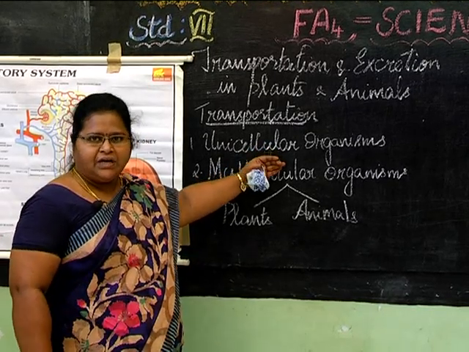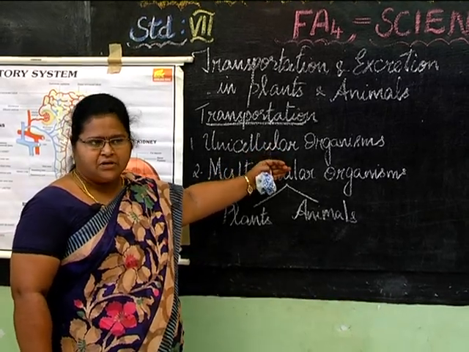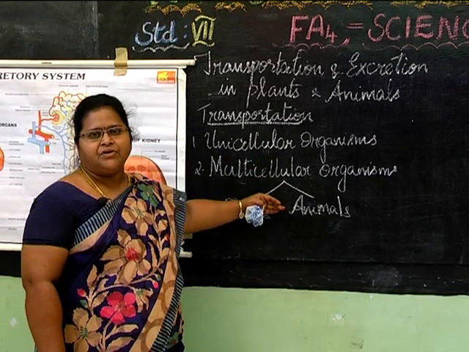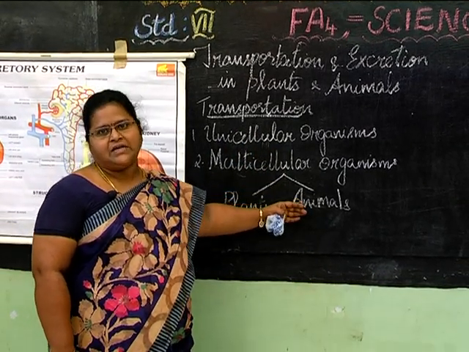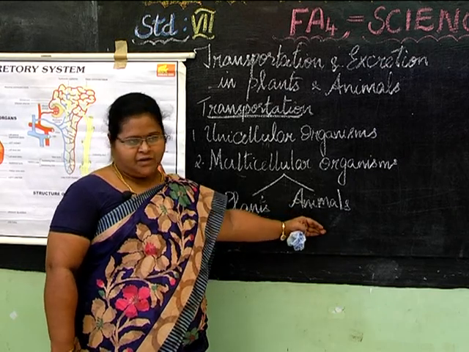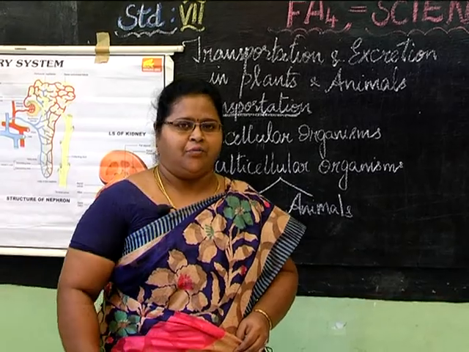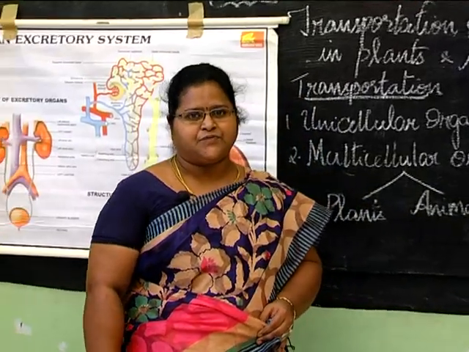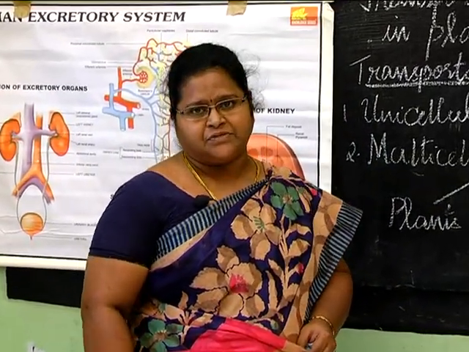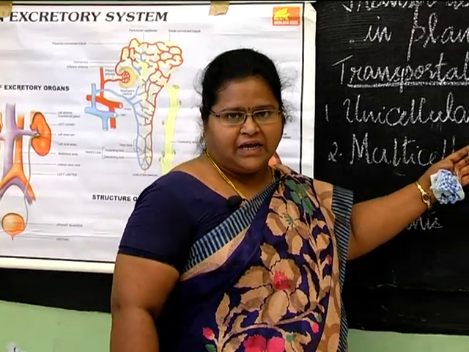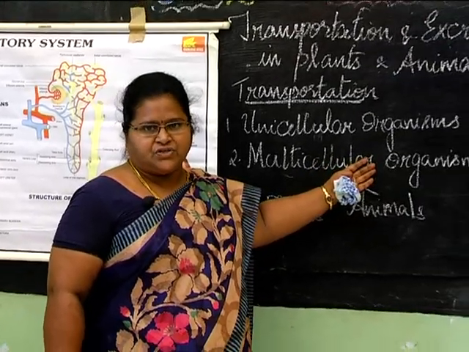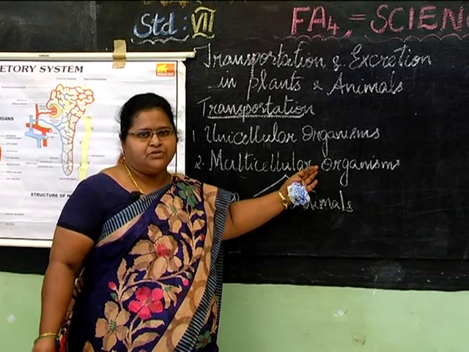We are going to deal with transportation in the case of unicellular organisms first, and then with that of multicellular organisms like plants and animals. In the case of unicellular organisms, you are all aware that amoeba and paramecium are the best examples. The best mode of transportation for them is by means of the simple diffusion process.